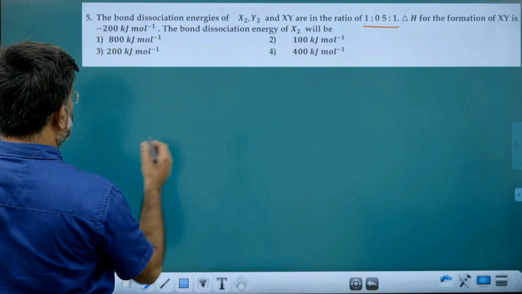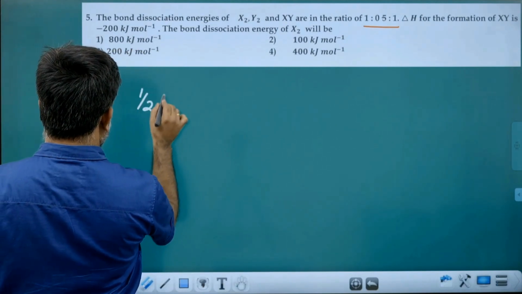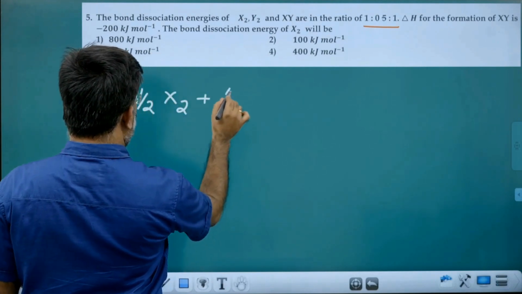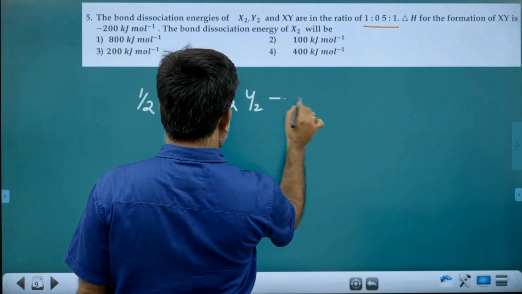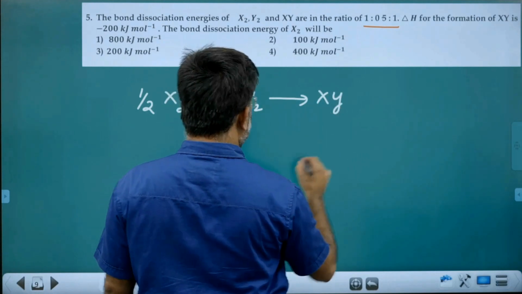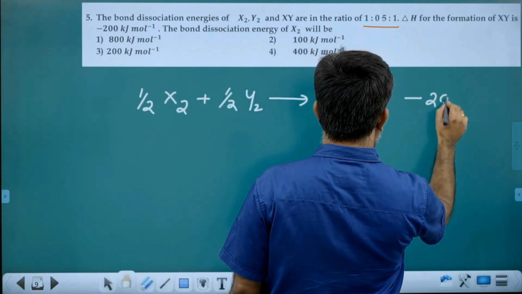Delta H formation of XY is given. So it is half X2 plus half Y2 giving XY. This value is given as minus 200.